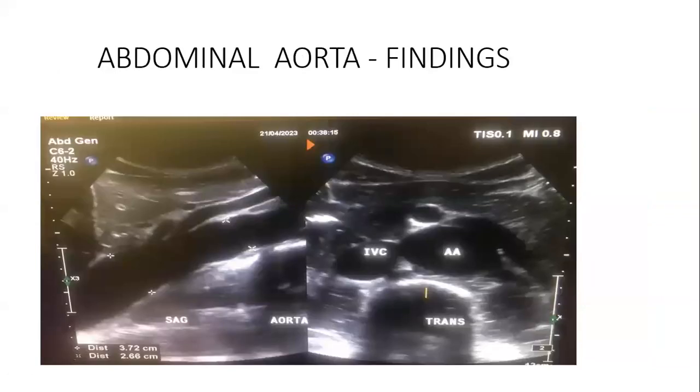These are the other images of the abdominal aorta. This one was taken in sagittal, the other one in transverse. As you can see, this is the first branch of the abdominal aorta, the celiac trunk. Then this is the superior mesenteric artery.